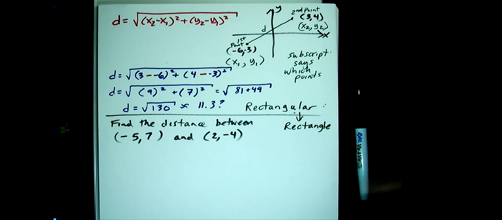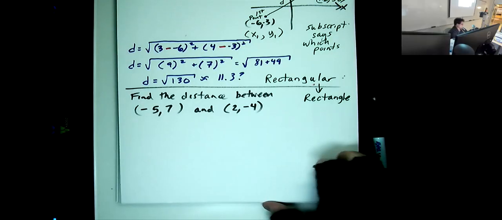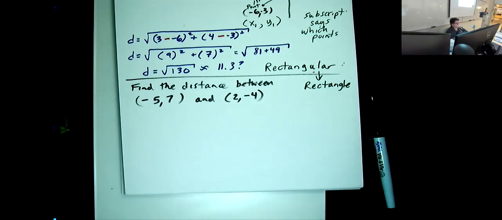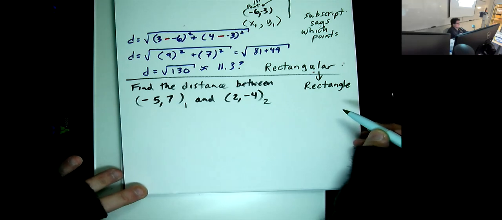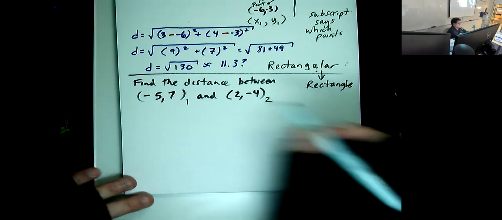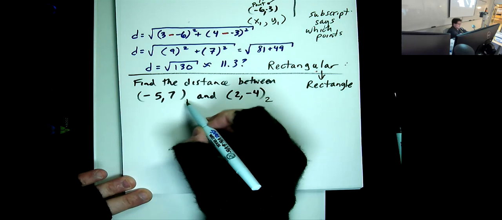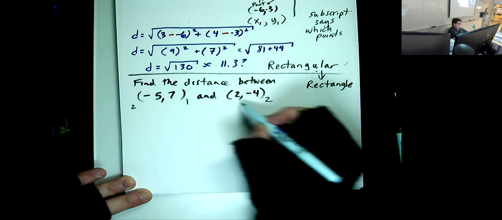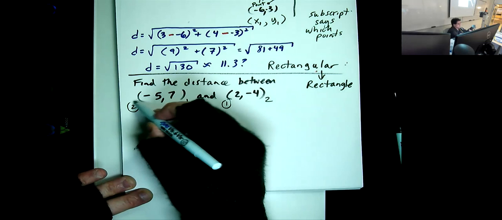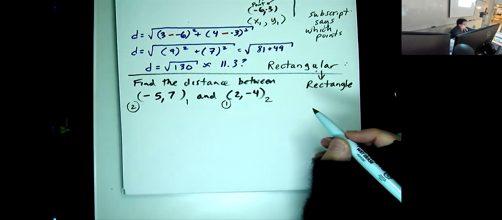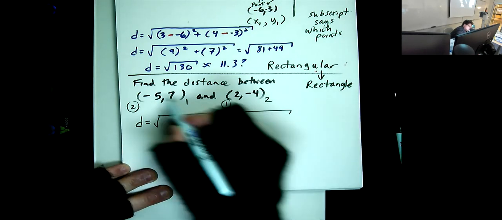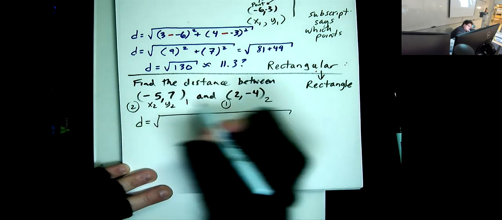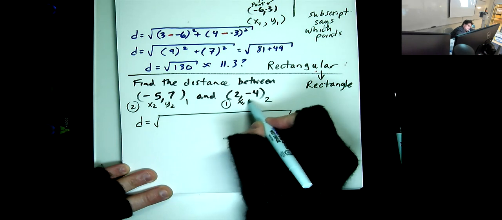Yeah. All right, so who picked what to be which point? Did y'all pick this one to be point 1 and this to be point 2? Did anyone pick the other way? Good, I'm going to pick the other way. So I'm going to label this point 2 and this point 1, just to show you that if you work it out the other way, you get the same answer. So this will be my x2 and my y2, and this is my x1 and y1.